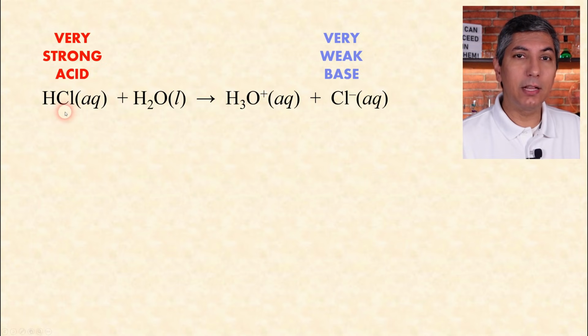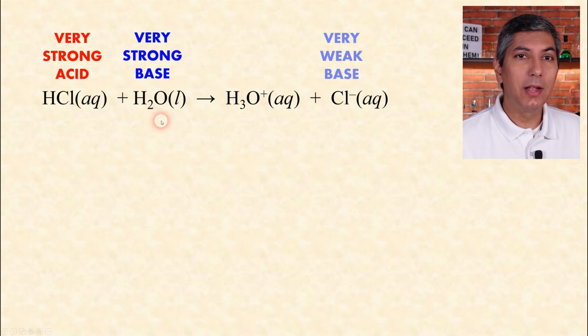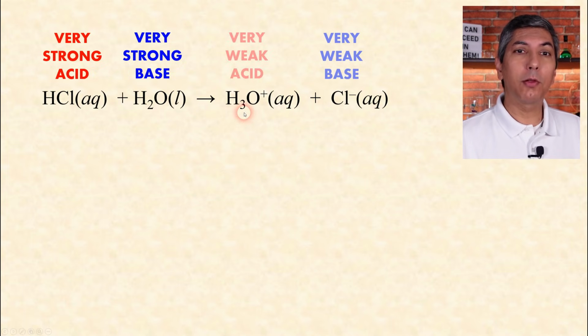And since HCl is a strong acid, that means that water must be acting as a strong base in this reaction, because it's accepting every one of those protons. Since water is a very strong base here, that means its conjugate acid, hydronium, must be acting as a very weak acid in this reaction.